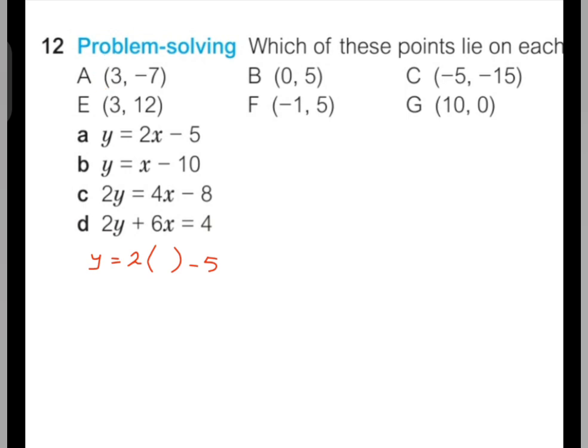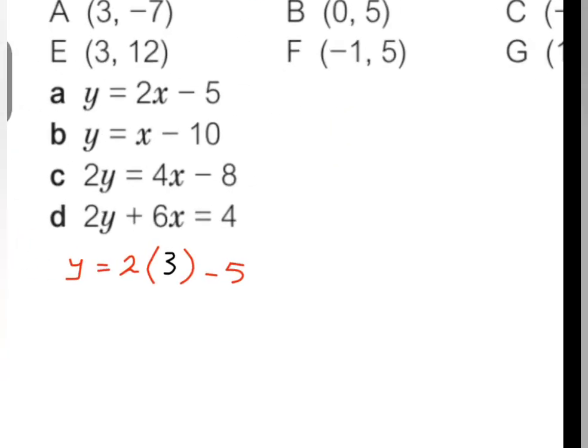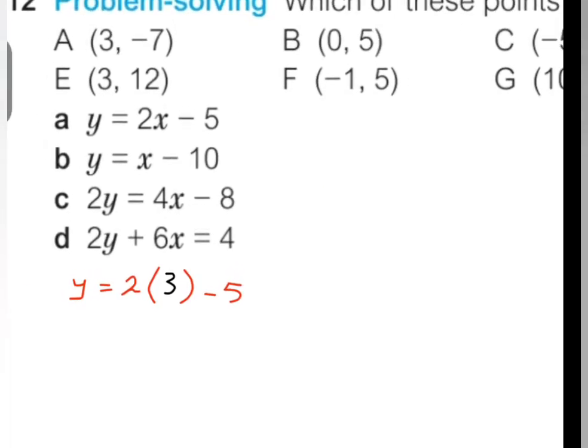Let me choose a different color. I'll put 3 here, okay? Now, I'm going to do the equation. If the answer is -7, it means the point is on the line. Now, let's check the answer. 2 times 3 is what? It's 6. Very good. 6 minus 5 equals 1. So, this point is not on the line. Very good. You can check all the points this way, using the same method.